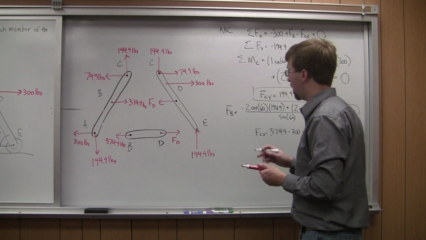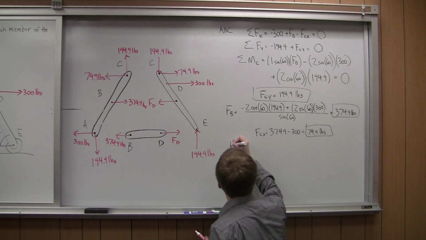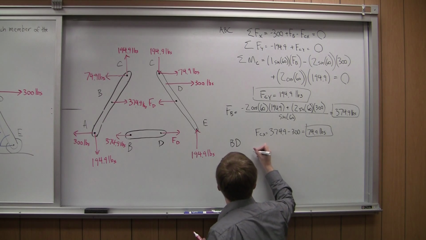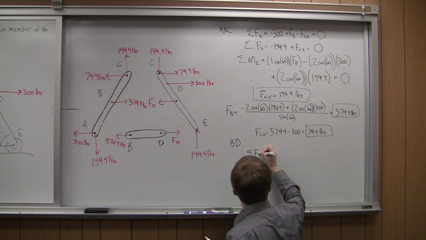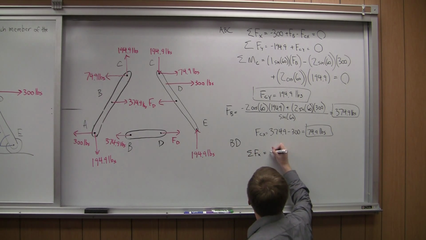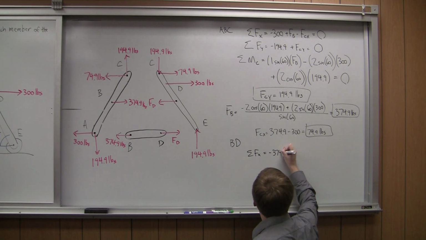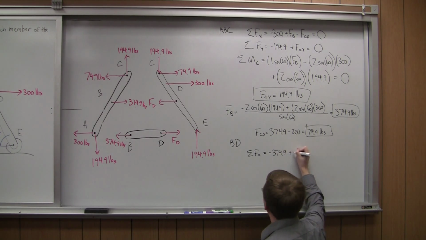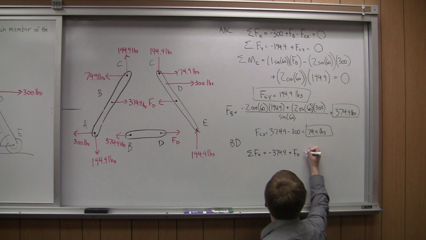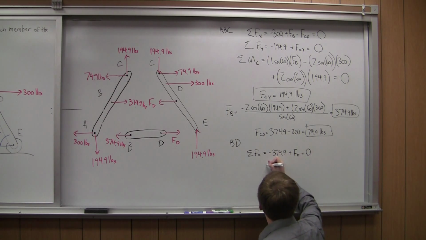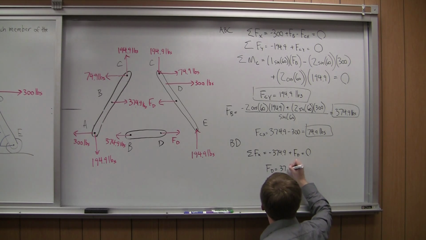The way I'd prove that is for member BD, I've got sum of forces in the x is going to be equal to negative 374.9 plus FD is going to be equal to 0, and FD is just going to be equal to 374.9.